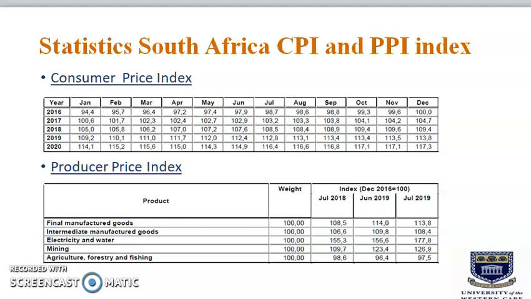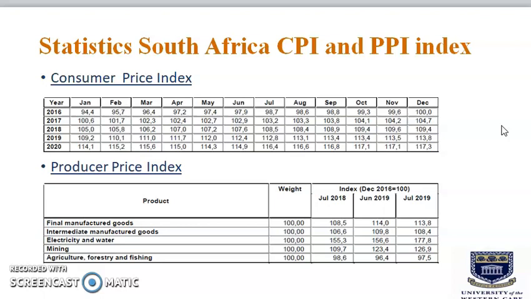The two figures show the Statistics South Africa Consumer Price Index and the Producer Price Index. The Consumer Price Index is reflected from January 2016 to December 2020, with the base year being December 2016. Recall that in the base year, the index will be equal to 100. The Producer Price Index is indicated for the 5 different categories of PPI for July 2018, June 2019, and July 2019. The base year for the PPI index is also December 2016.